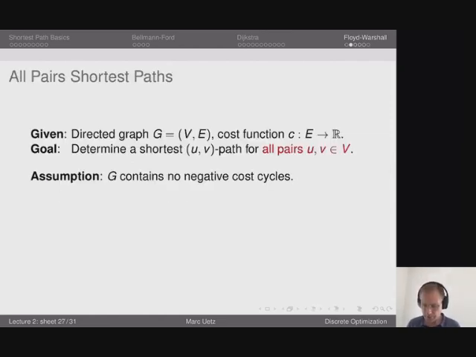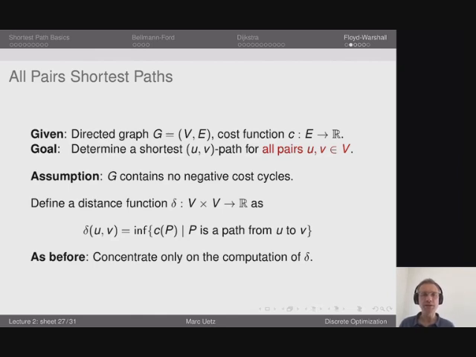So given is a directed graph and a cost function, as usual, with arbitrary costs, and we want to determine shortest u-v paths for all pairs of vertices u and v. And let's assume for simplicity that the graph G doesn't contain negative cost cycles, because we could detect or verify that using Bellman-Ford's algorithm upfront, for example.